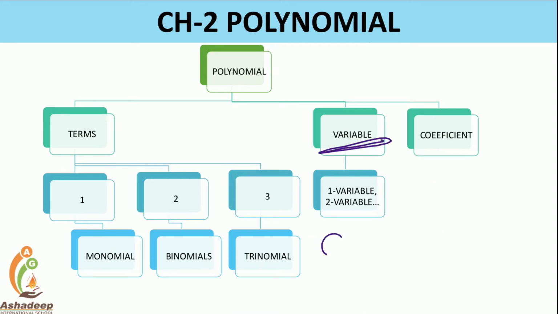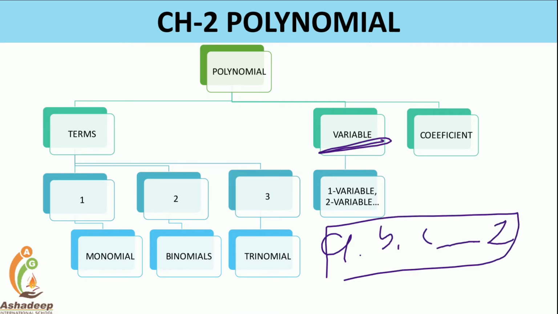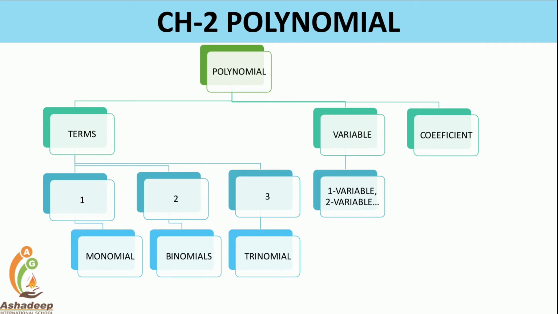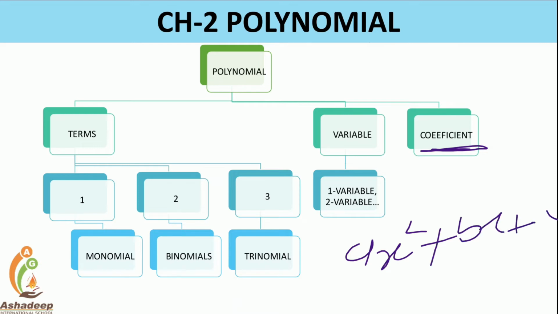And here we can take the variables a, b, c up to z. We have this many variables, right? So if it has one variable, it might have two variables, and so on. Now what is the coefficient? It is simple. If I write ax square plus bx plus c, the constant number which is multiplied with the variable is called the coefficient. So here the coefficient of x square is a, the coefficient of x is b, and this is the constant term.